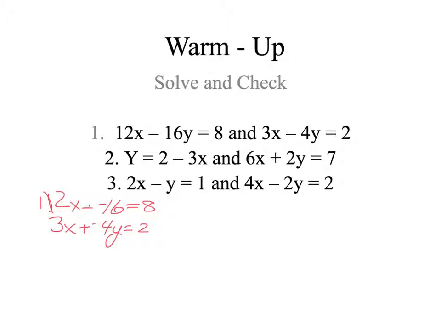I need to get one of the variables to cancel, and in order to do that, I'm going to multiply both sides of that second equation through by a negative 4. By doing that, that's going to allow my x's to cancel out. So I have 12x plus negative 16y equaling 8. And I have negative 12x plus positive 16y equaling negative 8.